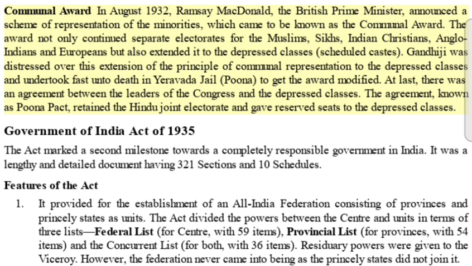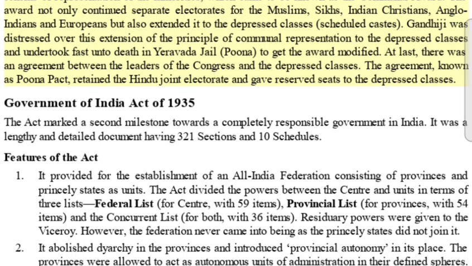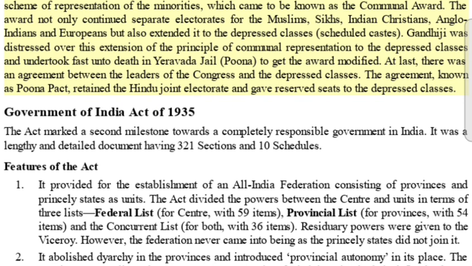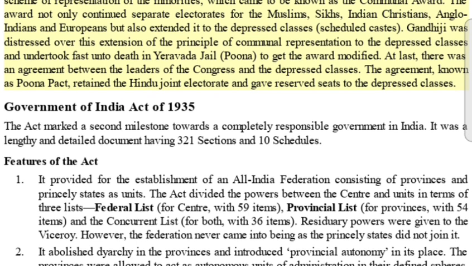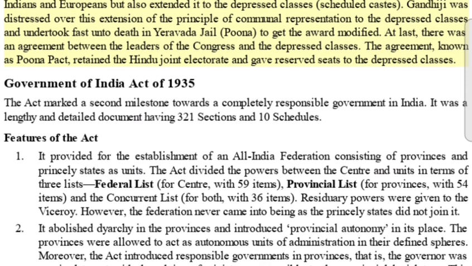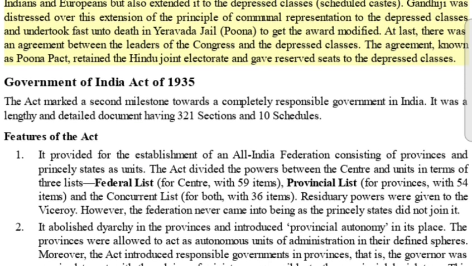Gandhiji was distressed over this extension of the principle of communal representation to the depressed classes and undertook a fast unto death in Yeravada jail, Pune, to get the award modified. At last, there was an agreement between the leaders of the Congress and the depressed classes. The agreement, known as the Pune Pact, retained the Hindu joint electorate and gave reserved seats to the depressed classes.